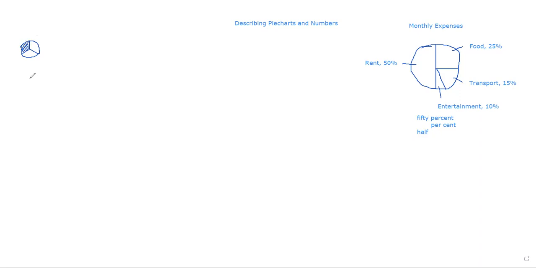Half? No, this is not half. First try to identify how many sections there are in total. Three. Very good. And how many sections did we mark? Only one. Very good. So what fraction does that make?